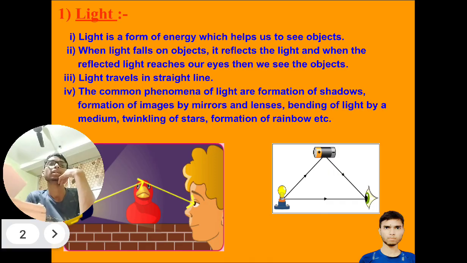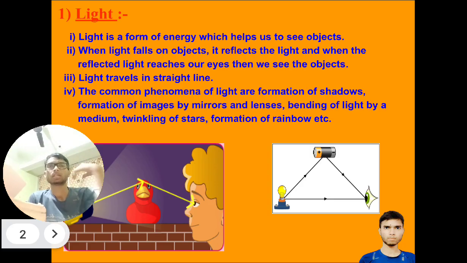Clear? Next, light travels in a straight line. It is a universal truth. Light will always travel in a straight line. Clear? You will never observe a curved line of light. Never. You will always observe a straight line of light because it travels in a straight line.